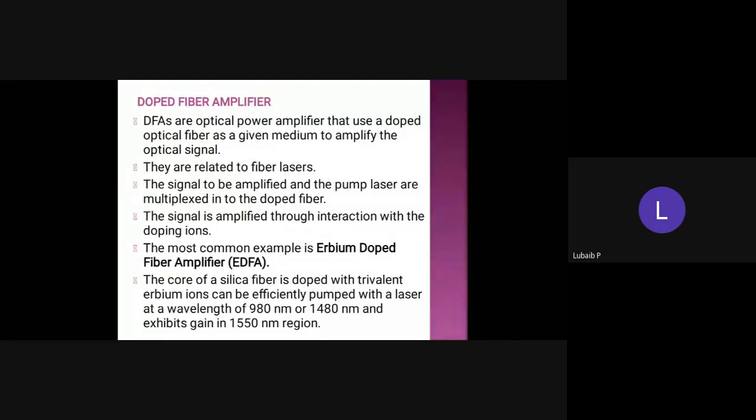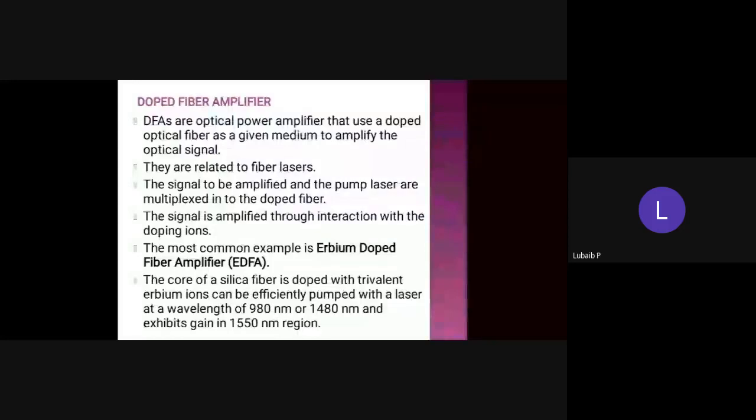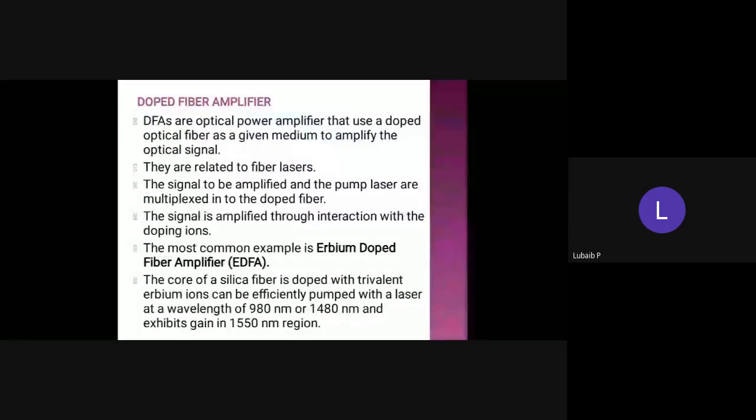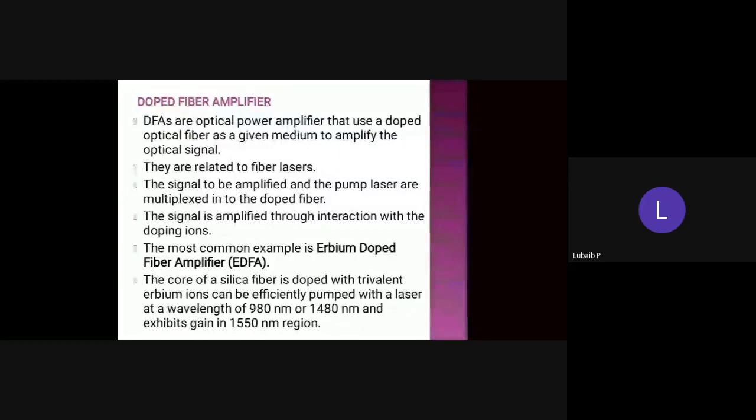Today we are going to discuss the doped fiber amplifier. As I mentioned earlier, there are different types of optical amplifiers: semiconductor optical amplifiers, doped fiber amplifiers, and Raman amplifiers. Here, doped fiber amplifiers or DFAs are optical power amplifiers that use a doped optical fiber as a gain medium to amplify the optical signal.